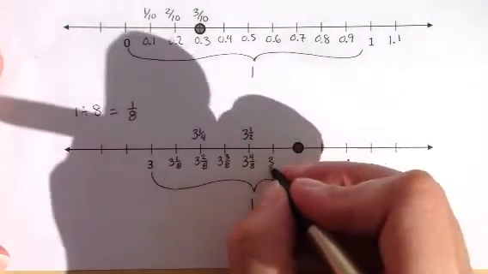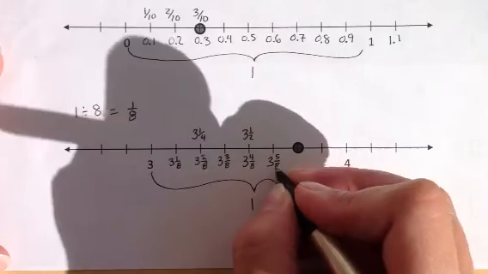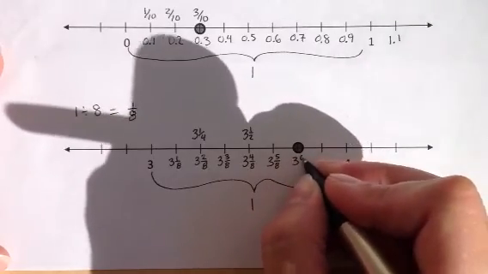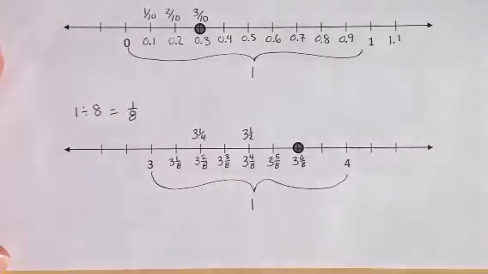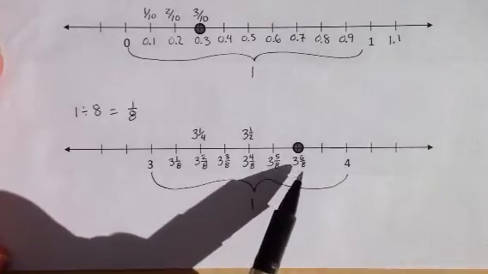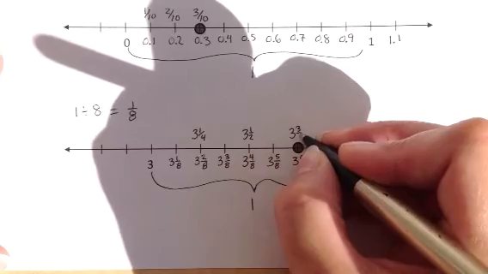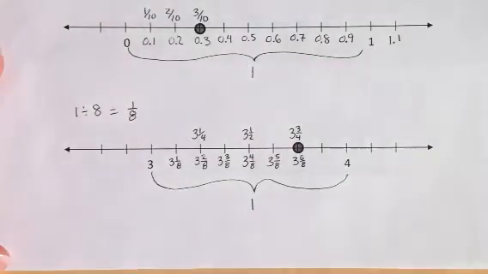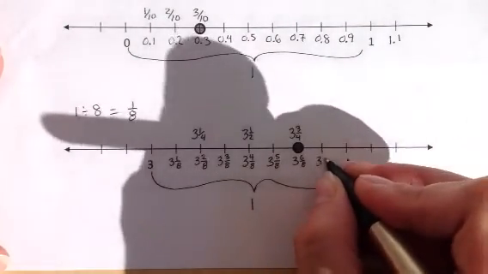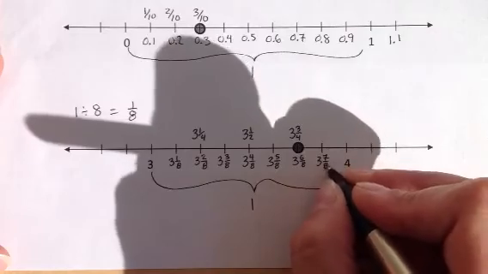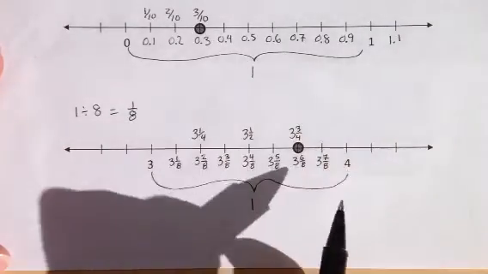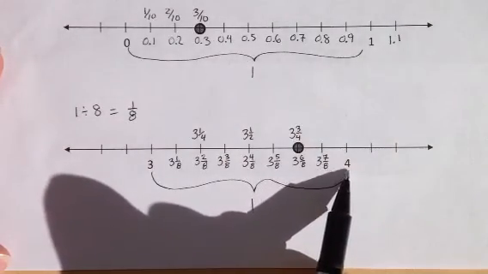This is 3 and 5/8. This is 3 and 6/8. Or again, 6 and 8 can both be divided by 2. So this is 3 and 3/4. Okay, this is 3 and 7/8. And then 3 and 8/8, the 8/8 becomes 1, so there's your whole 4.